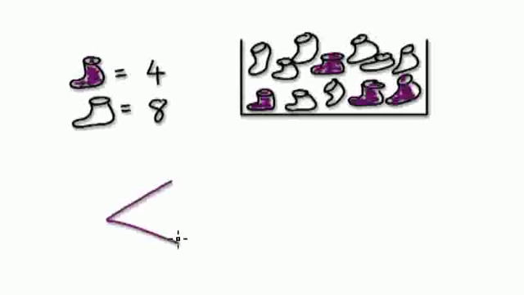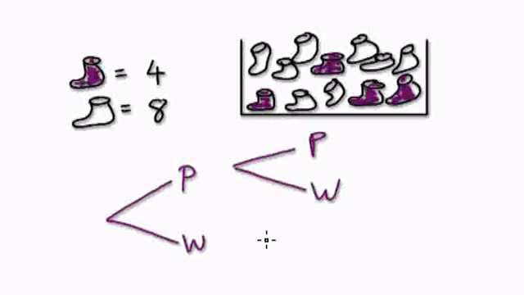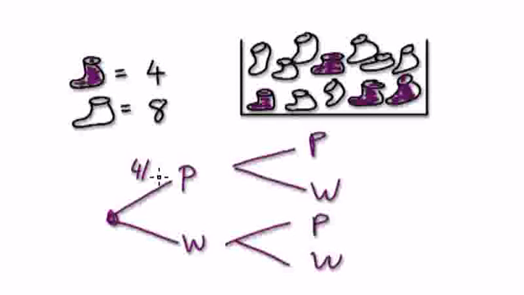So here your diagram would look something like this: purple, white, purple, white, purple, white. Now on your first pick, the probability would be 4 over 12. The probability of you picking a white one would be 8 out of 12. Okay, let's say you've gone down this route here. You've just picked out a purple sock.